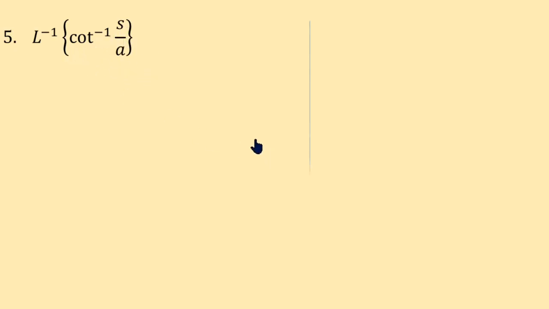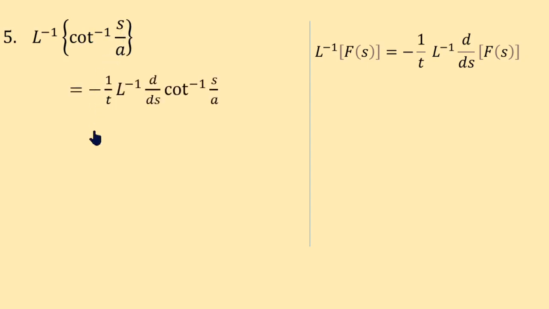Therefore, use the second formula, that is minus 1 by t L inverse of the derivative of f of s. Here f of s is cot inverse of s by a, so minus 1 by t L inverse of the derivative of cot inverse of s by a. So, it is minus 1 by 1 plus x square, that means (s by a) whole square, into the derivative of s by a, which is 1 by a.